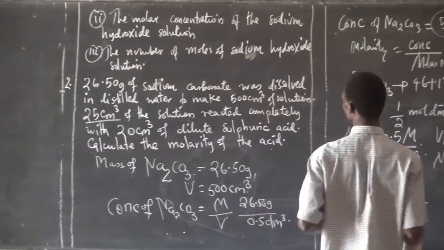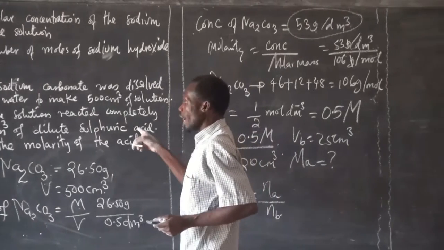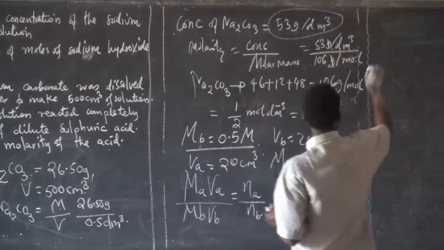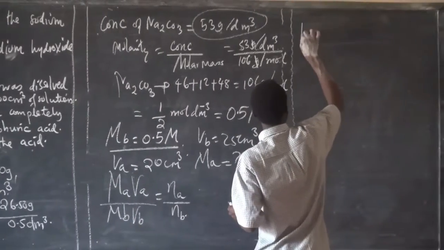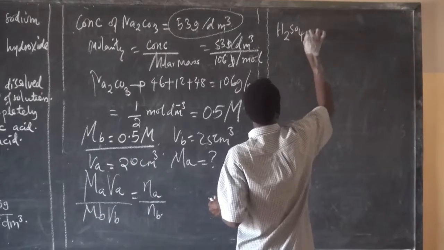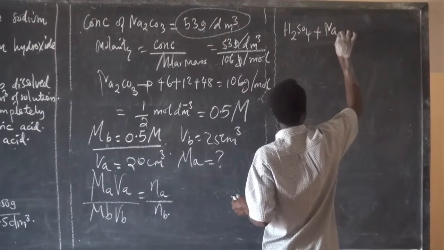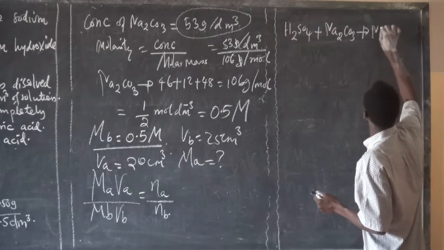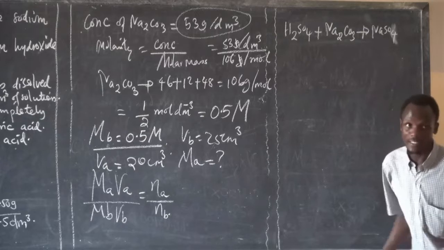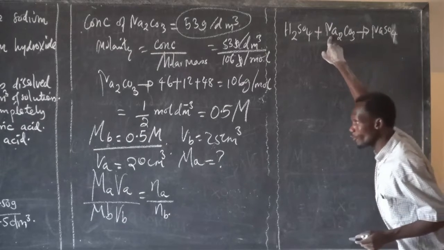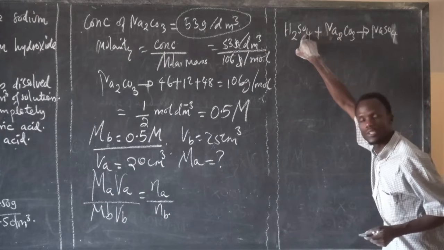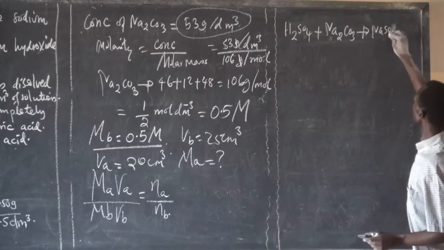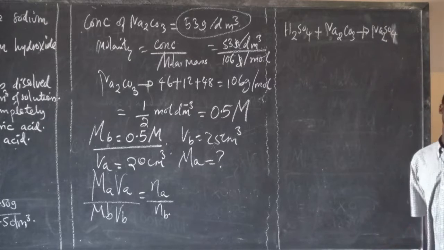Now we're talking about sulfuric acid and sodium carbonate. The reaction is between sulfuric acid plus sodium carbonate to produce the salt sodium sulfate. Why not sodium carbonate again? This is positive, this is negative charge. They get together and form sodium sulfate. But sulfate has a valence of two.